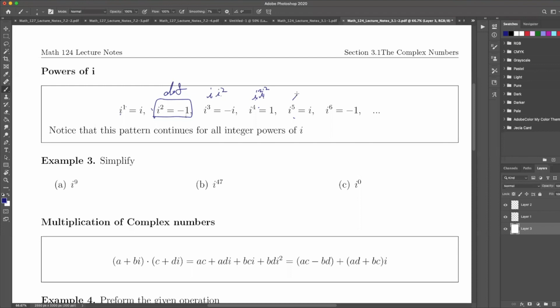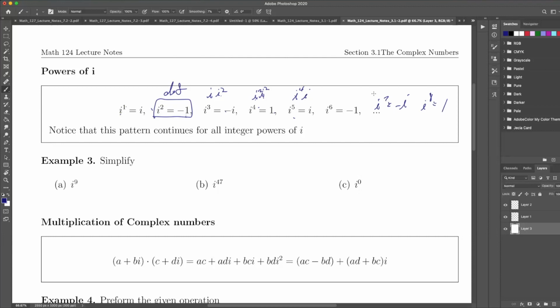Then when I get to i to the fifth, we can just write i to the fourth times i to the first, right? So i to the fourth is 1, times i is i. And then i to the sixth is -1. And so it actually just keeps following this. So i to the seventh would be minus i, i to the eighth will be 1. And so it just cycles through i, -1, -i, 1, i, -1, -i, 1, on and on.